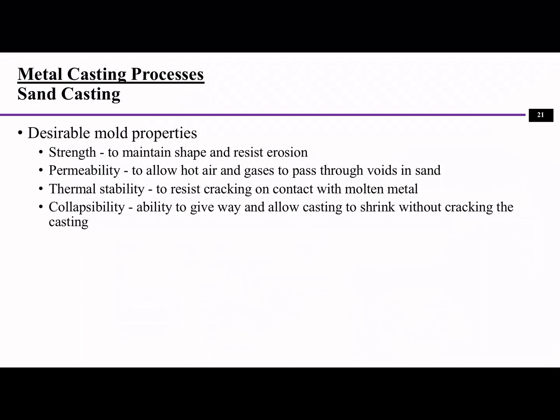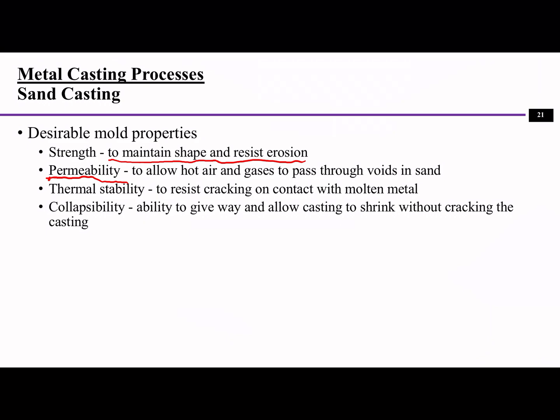For the mold, there are some desirable properties. First, the mold should have good strength, so it can maintain a shape and also resist erosion. The sand should also have really good permeability, because we can let the hot air and gases pass through the sand or the material, so it can release all those air traps or hot air, and also have good thermal stability.